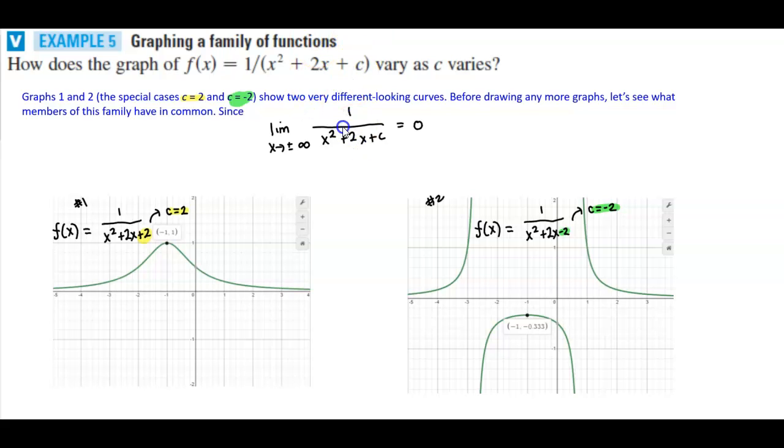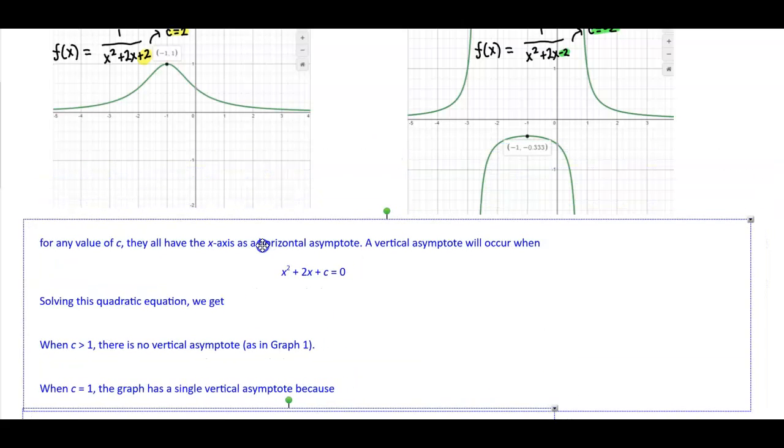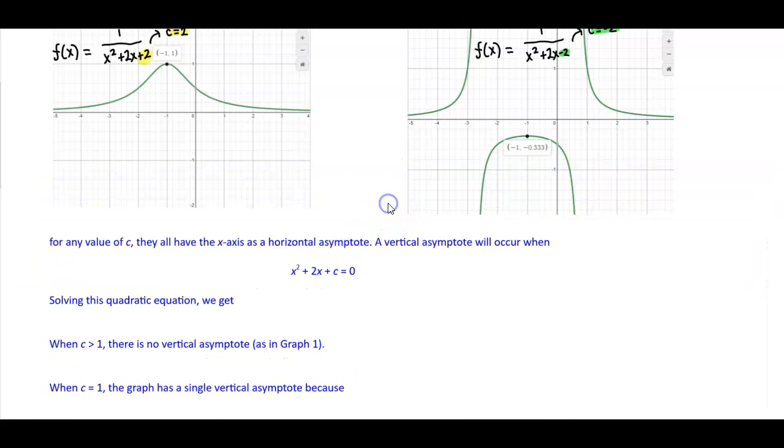Now that is for any value of c. They all have the x-axis as a horizontal asymptote if you look here. So here we have y is equal to 0 as the horizontal asymptote. So let's go ahead and define that. We can see here that for any value of c, they all have the x-axis as a horizontal asymptote.